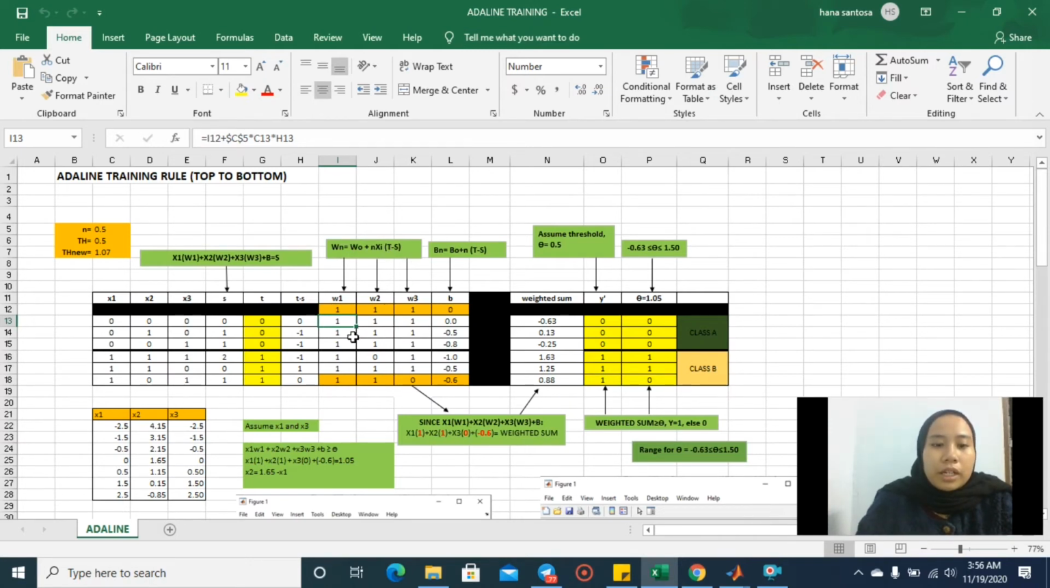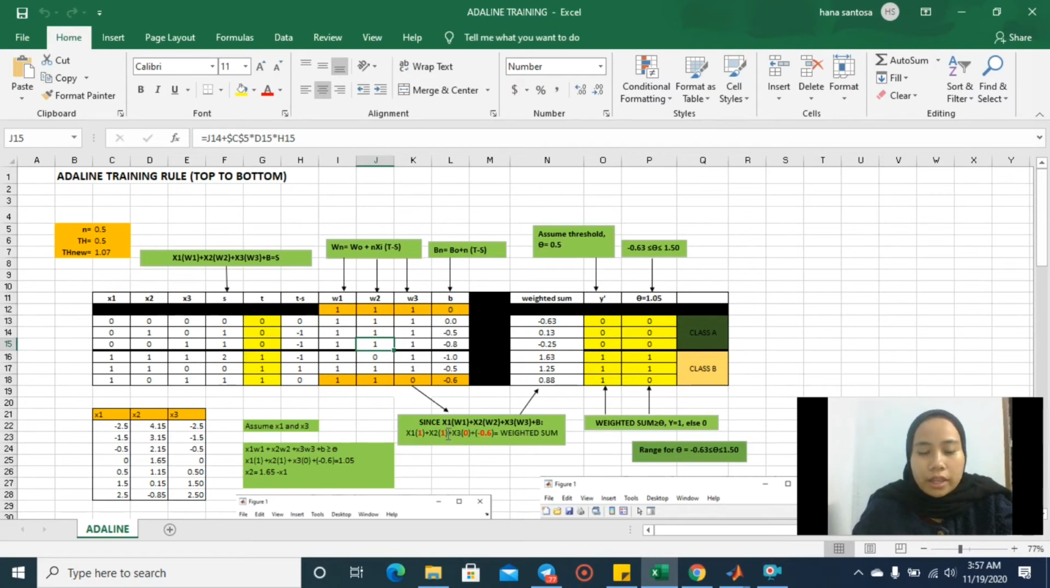We repeat from the equation to get all these values for W1, W2, W3. For the new bias, we use this formula: b0 plus n times (t minus s). Okay, this is with the sum.